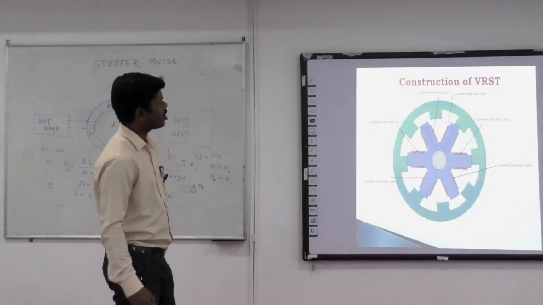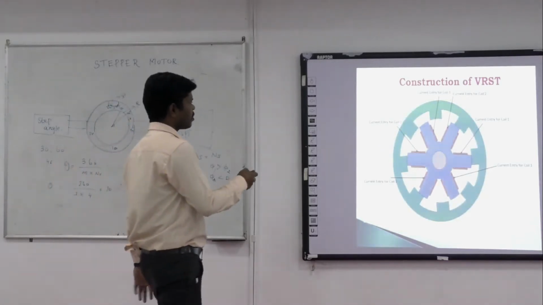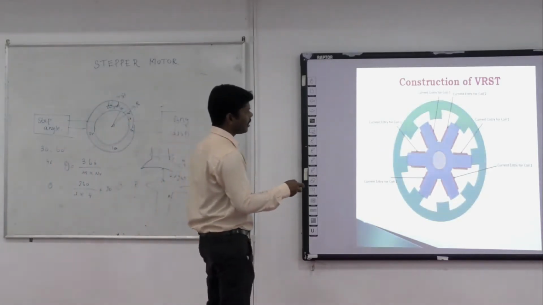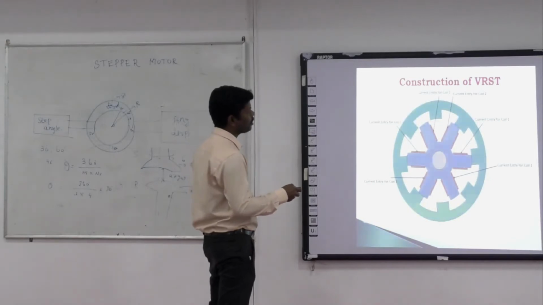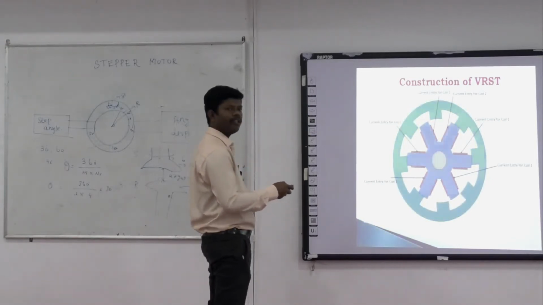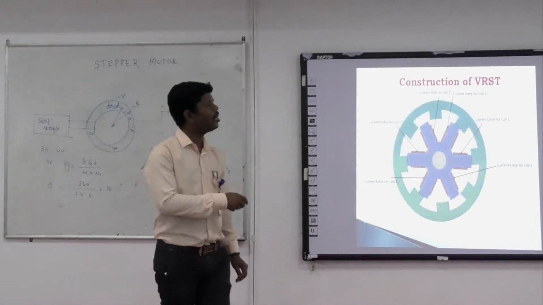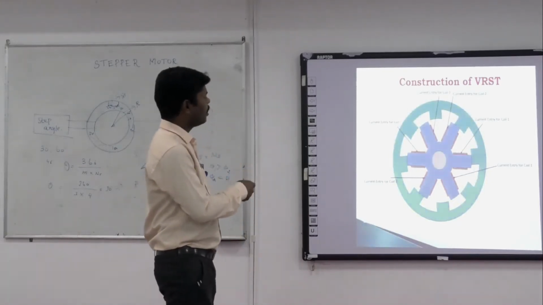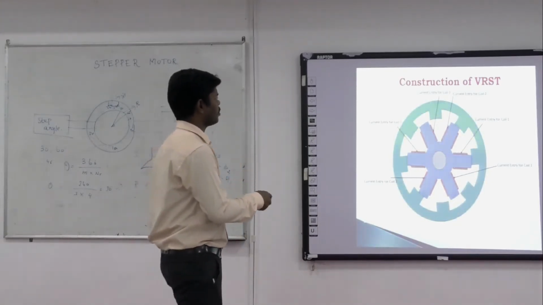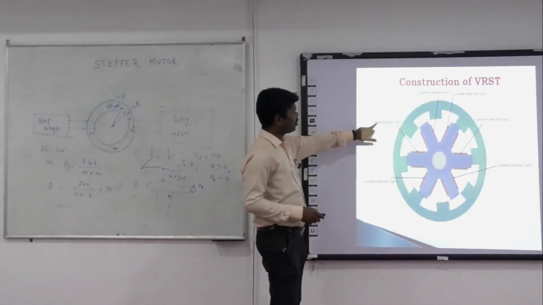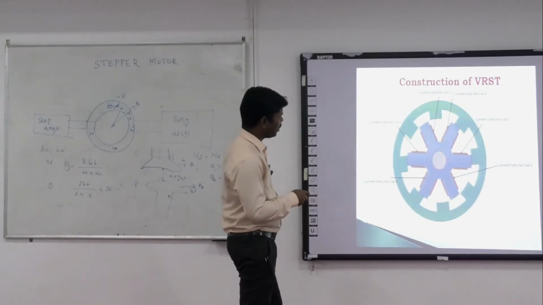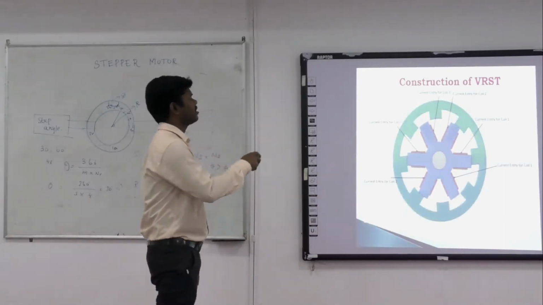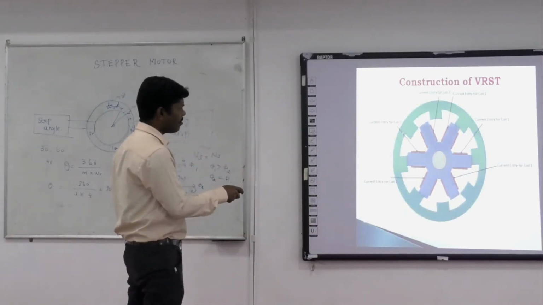Next, the construction of the stepper motor. This is our stator. The stator is positioned inside and the rotor poles are outside. The number of rotor poles and stator poles can be equal. That is the main purpose of the variable reluctance principle. First, current enters coil 1, and this is coil 2. Both coils are wound on the stator.